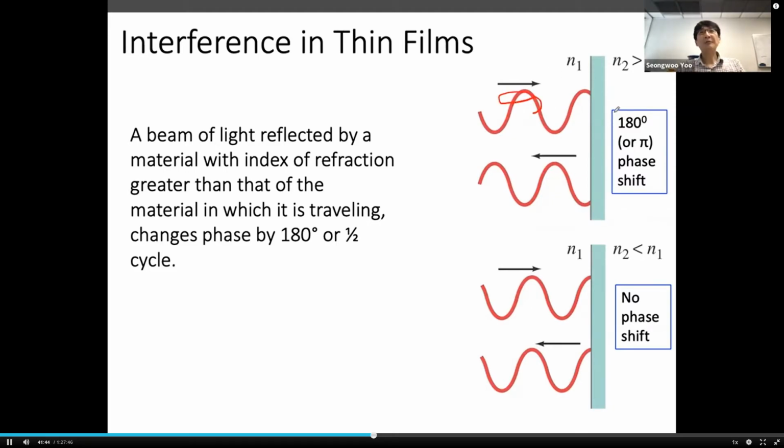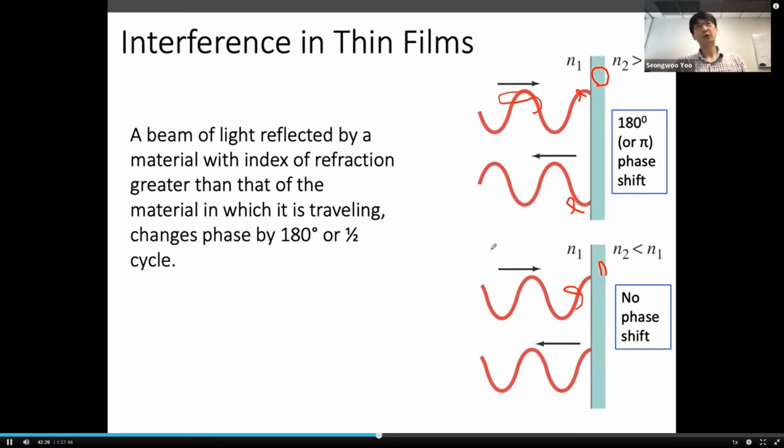When the wave is reflected by a material with a higher refractive index, the phase is flipped. So the phase gets inverted upon reflection. On the other hand, if the wave is reflected by a lower refractive index material, then the phase will remain the same upon the reflection. So we don't need to worry about this phase shift.